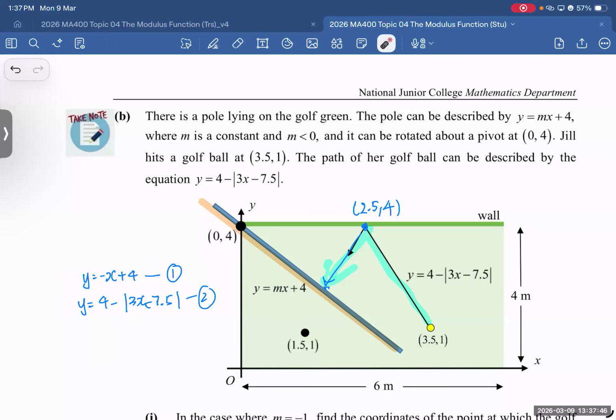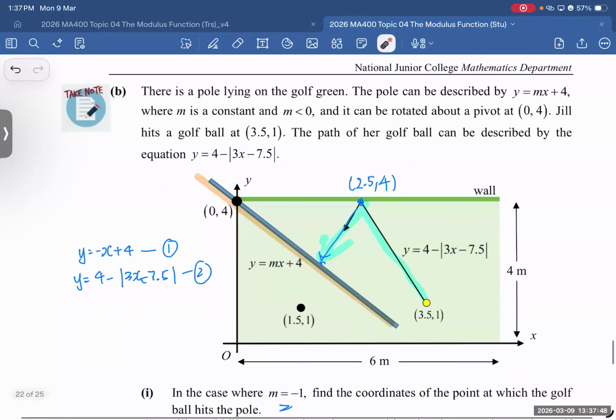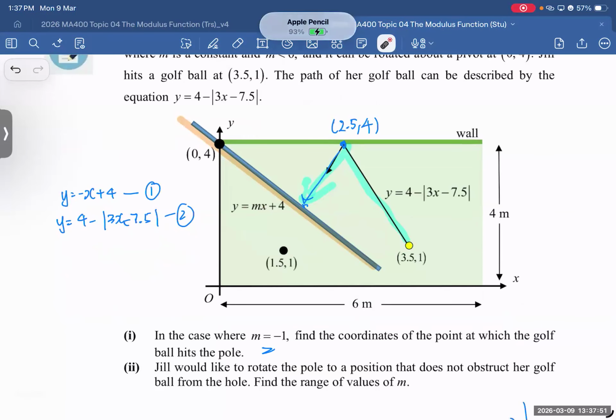Why is it negative? Okay, so maybe I draw the box. If you look at the modulus, remember the modulus of f(x) can either be itself or the negative of itself. I'll go to the definition. So if I look at this 3x minus 7.5, it can either be 3x minus 7.5 or the negative of 3x minus 7.5.